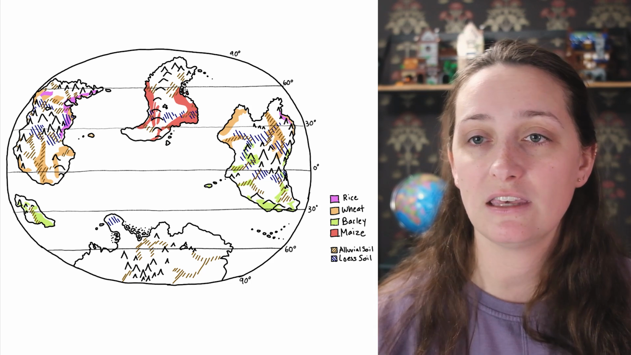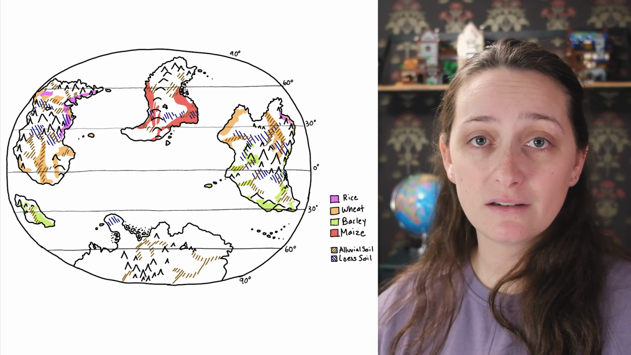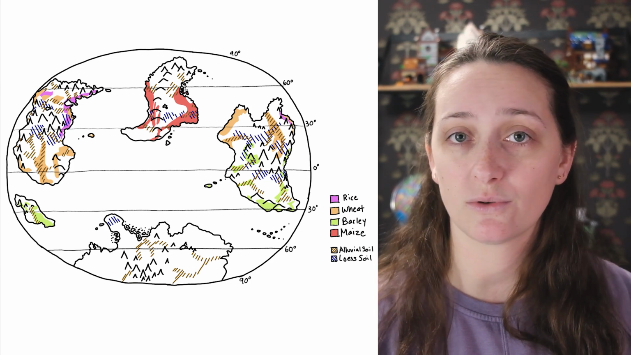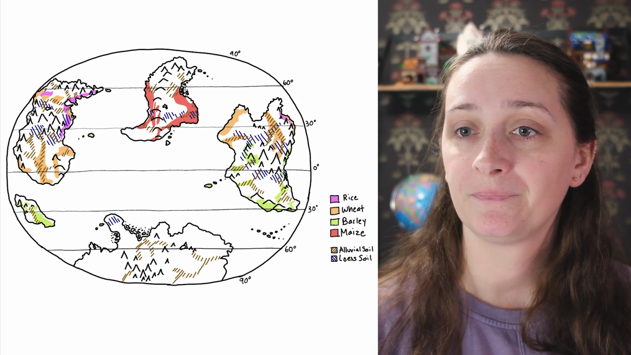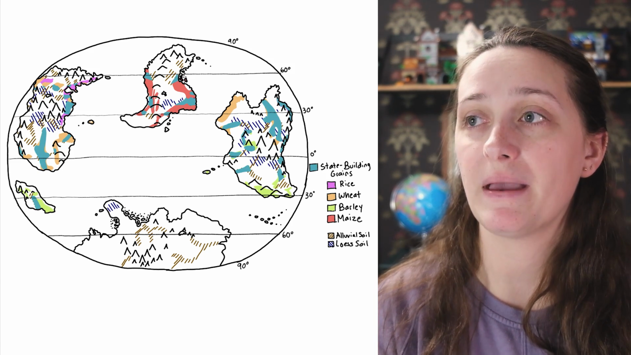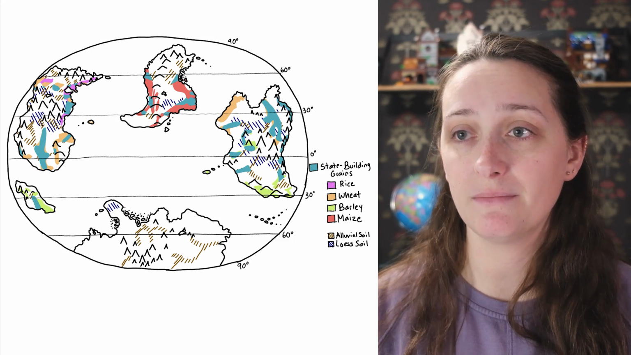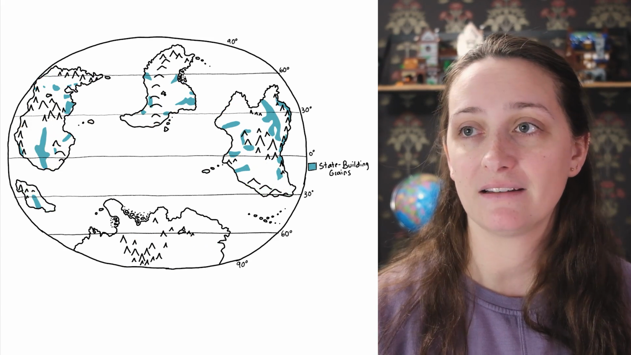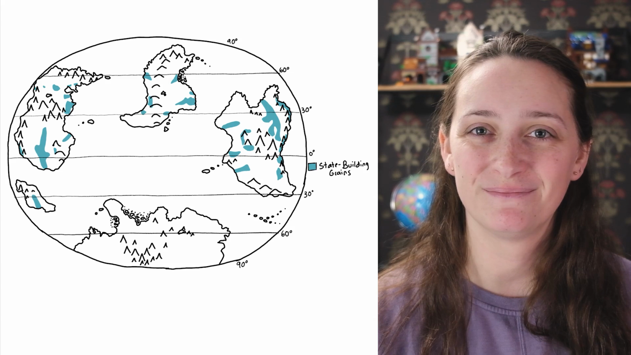So here you can see the overlap of climate for different crops and the types of soil that is available there. So from there, I marked any of the areas with both a crop and a soil as a potential state building grain area. And a more neat version of that map.